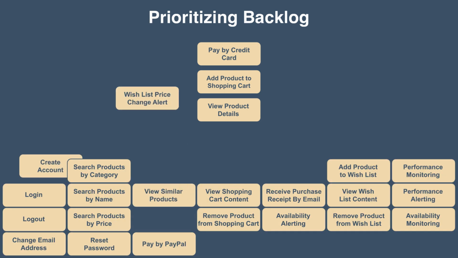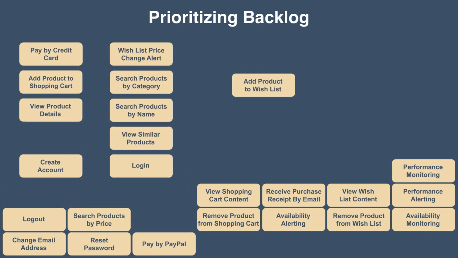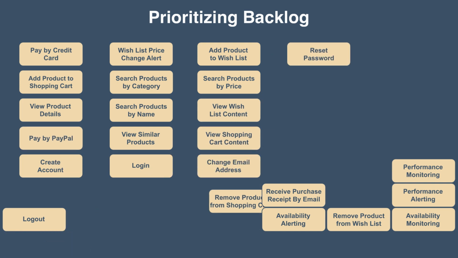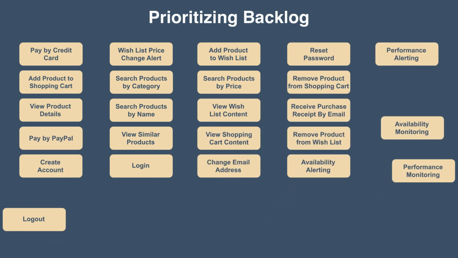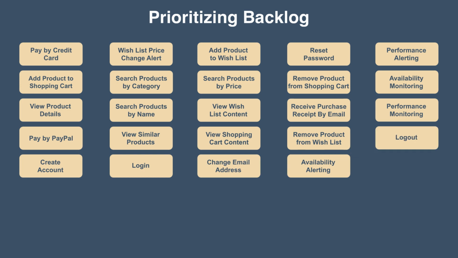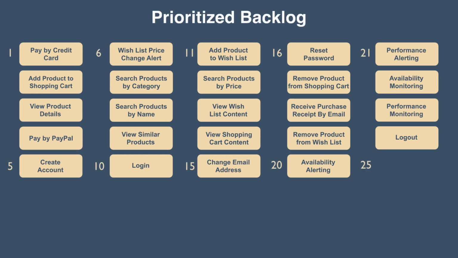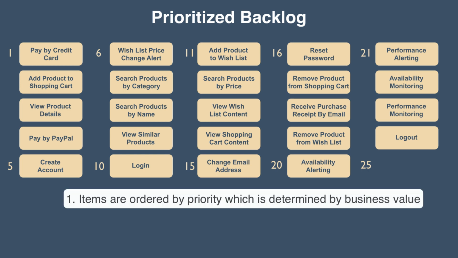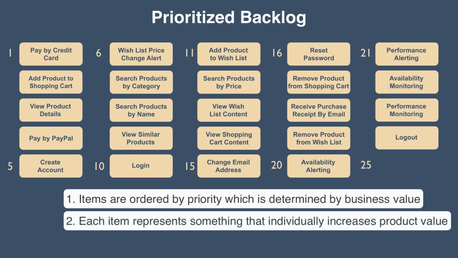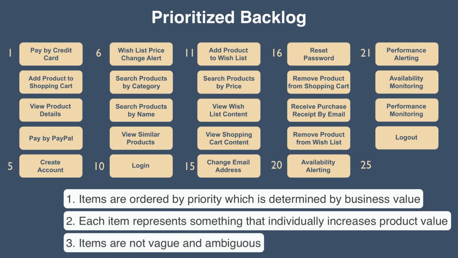With that in mind, let's sort the remaining features by their priority. As product owners, we have the responsibility and permission to decide the priority order of items in the backlog, regardless of their interdependencies. And after the discussion with stakeholders, this is what we end up with. Now, we have a solid initial product backlog because items are ordered by priority, which is determined by business value. Each item represents something that individually increases product value, no ands in names. Items are not vague and ambiguous, no ors.